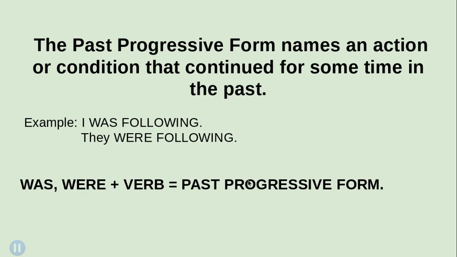The past progressive form is going to name an action or condition that continued for some time in the past. It's going to use one of two helping verbs, was or were, plus whatever the verb form is. I was following, they were following. Was and were.